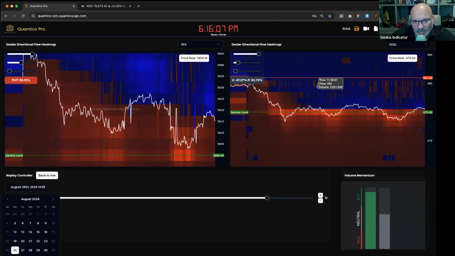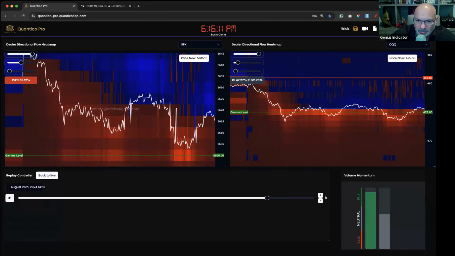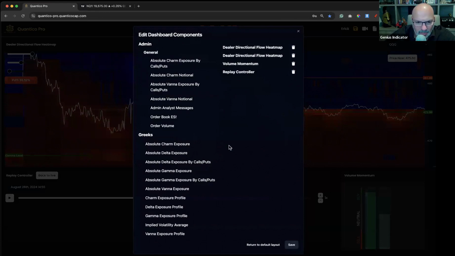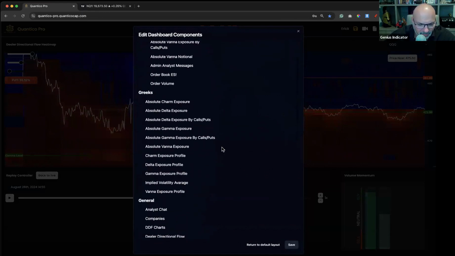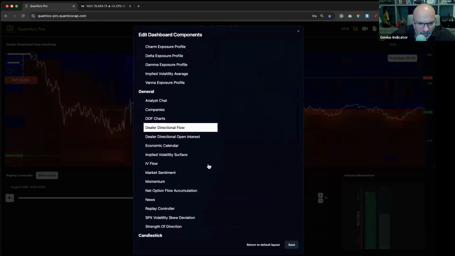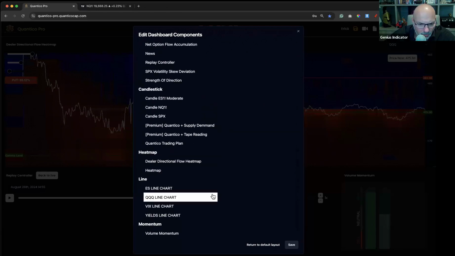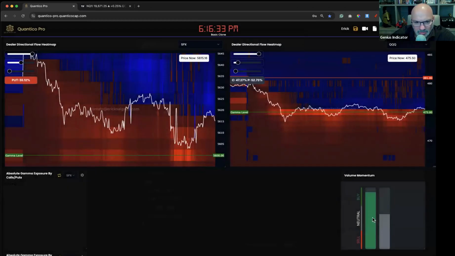Now, if you wanna make it better, you can create a screen. Let's see, let me do this with you. We can put on this screen to make sure we have something really, really good. Absolute gamma by puts and calls 2 times. Then we could have also the Quanticocap trading plan, and then the NQ. All this on this chart. So all we have to do is to organize.